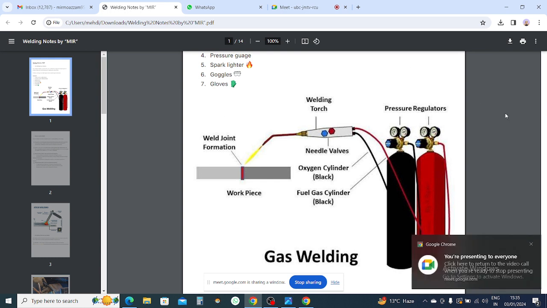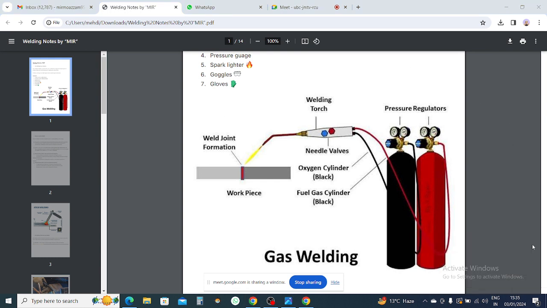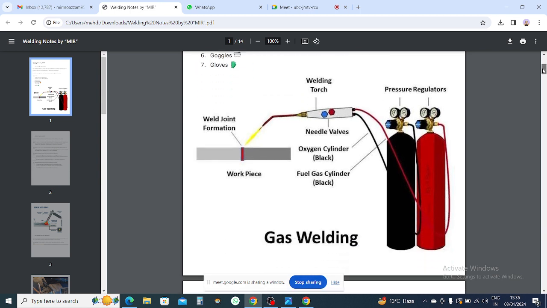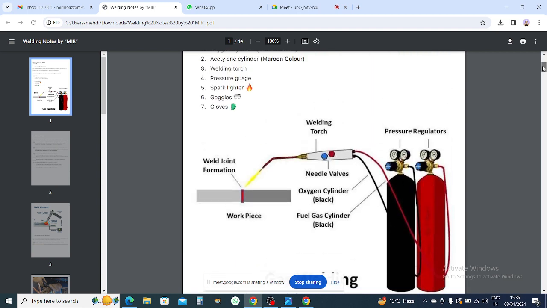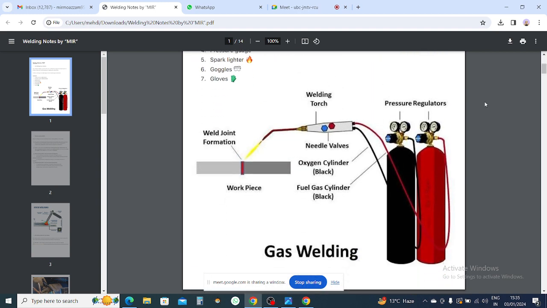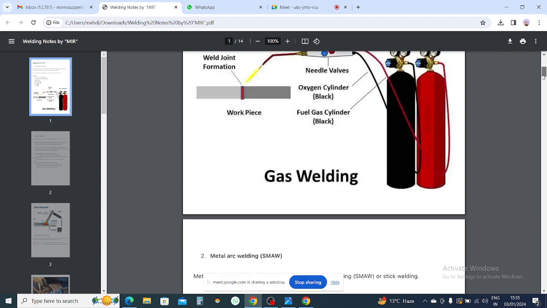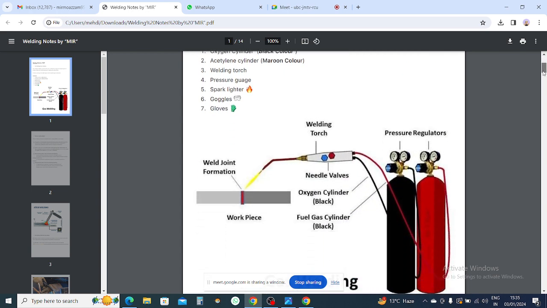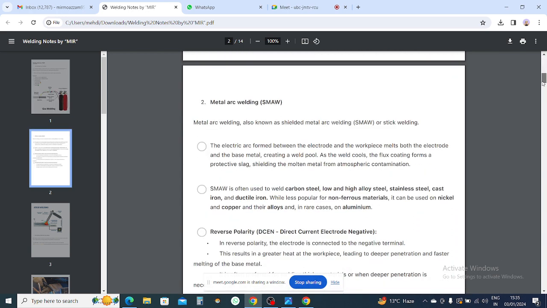Welding is very easy. You just have to remember which components are used. Today we are only discussing basic welding, not so detailed. One point I suggest you remember is the cylinder colors in gas welding. Gas welding is also known as oxyacetylene gas welding.